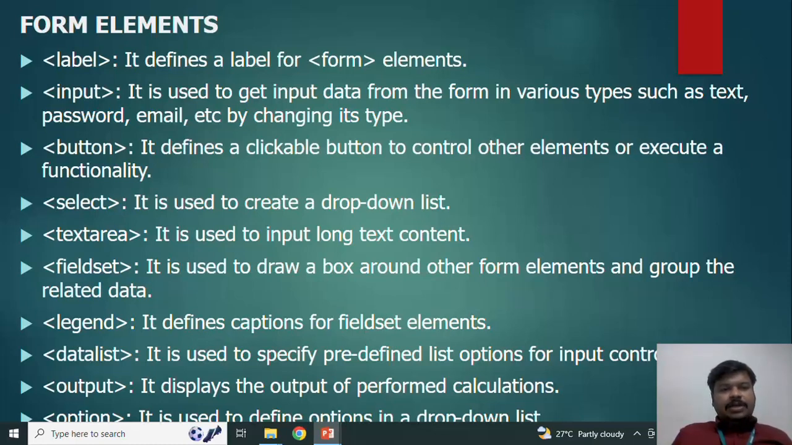Label is a form element. Input is another, which defines which type of input you are going to get in that form. For example, if a label is first name, the input should be alphabets. If the label is mobile number, the input you are going to get is a number. So there are label, input, button, and select. For example, if you want a drop-down list, from there you can get an input. Then there are textarea, fieldset, legend, datalist, output, and option. Option is also another drop-down list, from which you can select from several options.